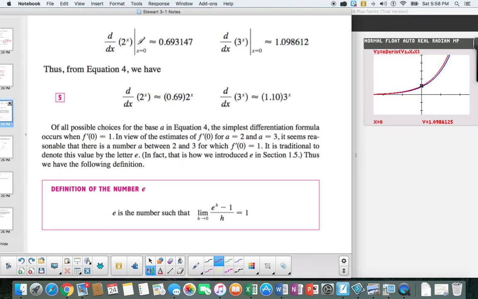Again, the derivative of 2 to the x is this, 3 to the x is this, and these are evaluated at 0. So the derivative is these numbers times the exponential function. So this constant times the value of the function. And the answer is yes, there does exist an a in which the derivative at 0 is equal to 1, and we call this base e. So e is the number such that the limit as h approaches 0 of e to the h minus 1 over h is equal to 1.